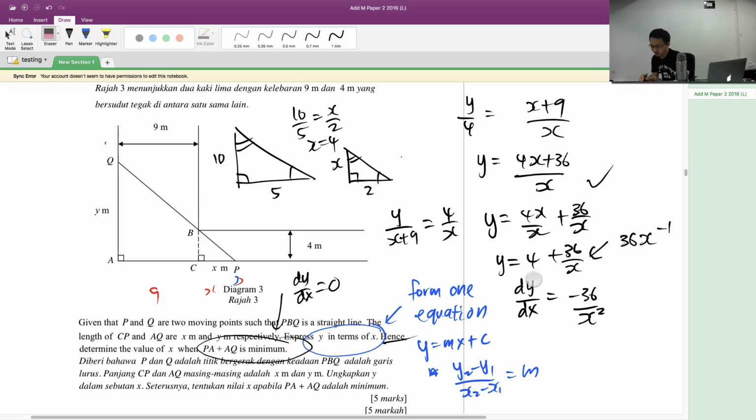If you differentiate 4, it just gives us 0. So did we actually make any mistake here? Because I checked the marking scheme, it is 1. I should get 1x here, but I didn't get 1x.